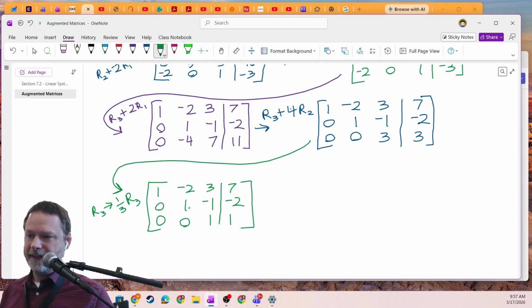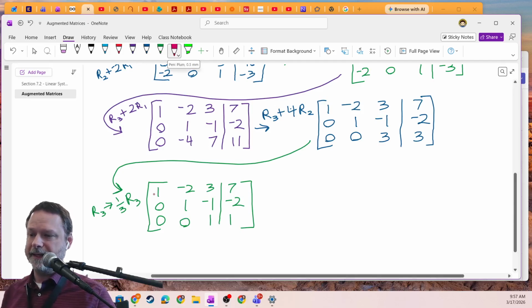Now we want to get 0, 0 here and a 0 here. That's going to be a piece of cake. Not a problem at all. We're almost done. The hard part's done. Once you get it like this, you get 1, 1, 1 with zeros below it.